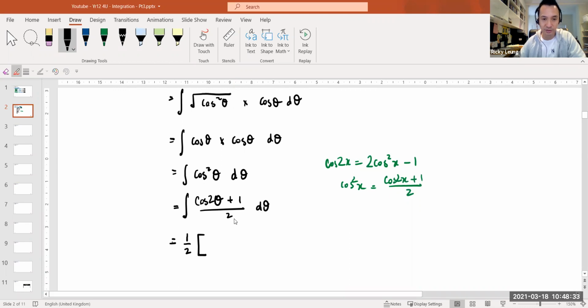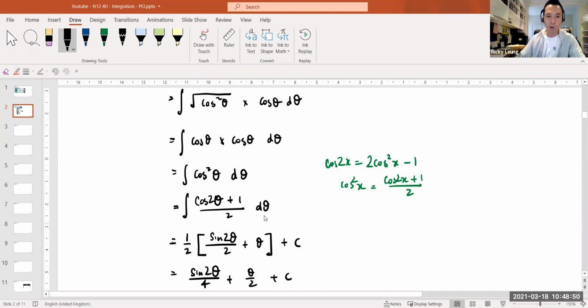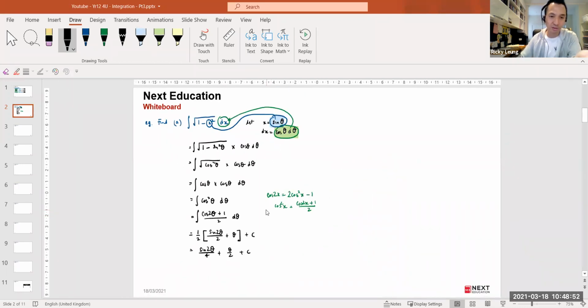Cos integrates positive, right? So that's sine 2 theta on 2 plus theta plus c. Now, if you did this perfectly, you got it right, you will lose some marks. Why? The reason you'll lose some marks is because your answer right now is in terms of theta, but your original question was in terms of x.